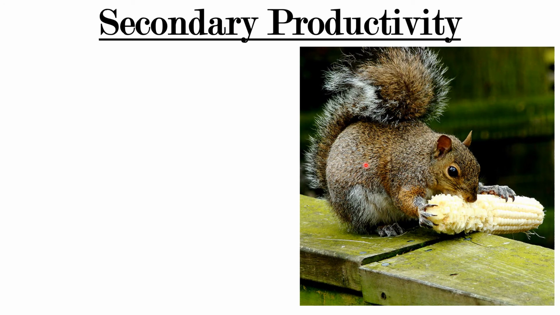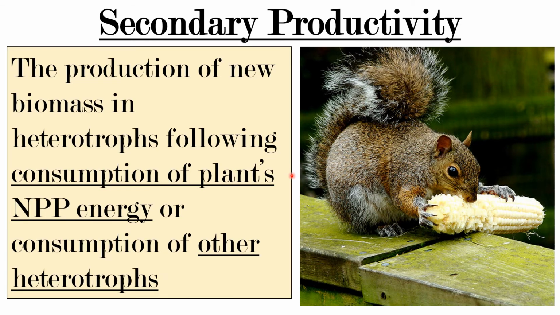And when we go into heterotrophs, this is where secondary productivity comes in. So secondary productivity is defined as the production of new biomass in heterotrophs following consumption of the plant's NPP energy, so the energy left over after the plant has respired, or the production of new biomass by consuming other heterotrophs. Okay, so gross primary productivity and net primary productivity are both related to autotrophs, and secondary productivity is essentially heterotrophs getting bigger because of them consuming energy in one of those two ways.